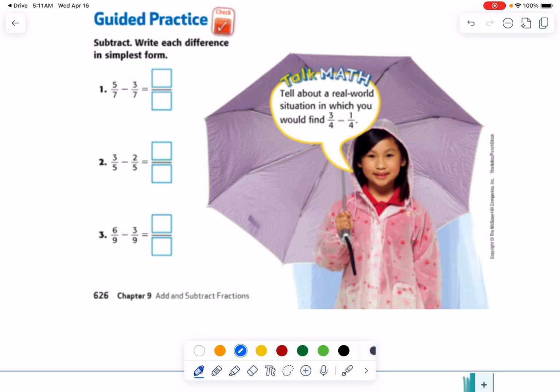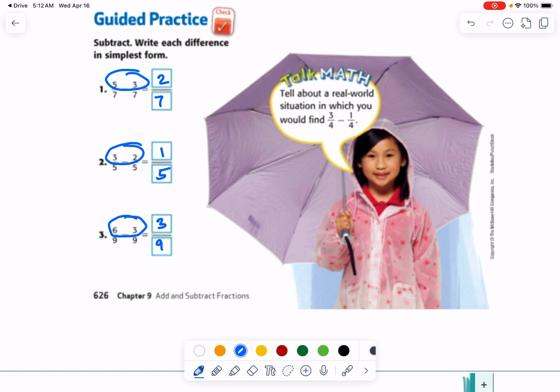Okay? So what's the first thing we remember? The denominators stay the same. Okay? All right, so we have 5 take away 3, that's 2. 3 take away 2, that's 1. 6 take away 3, that's 3. Now let's check to see if we need to simplify.